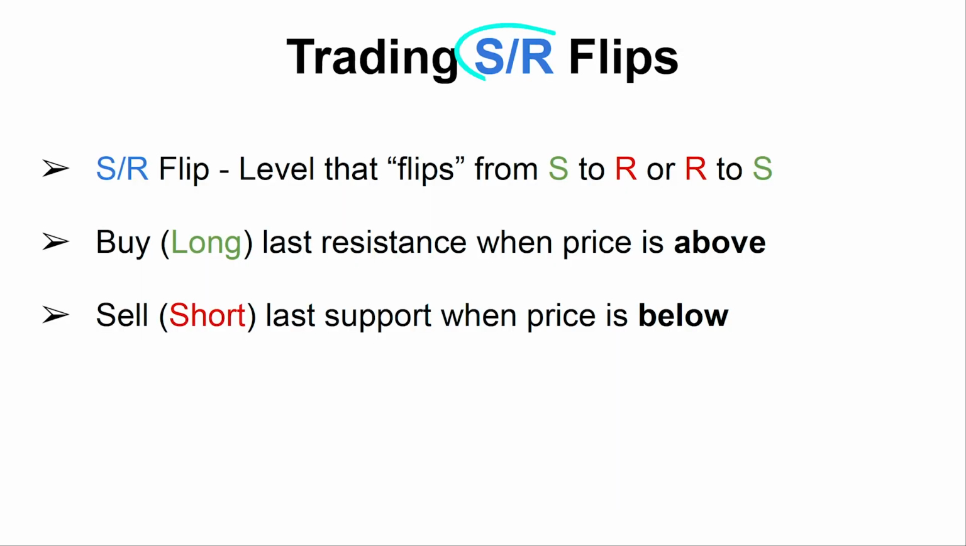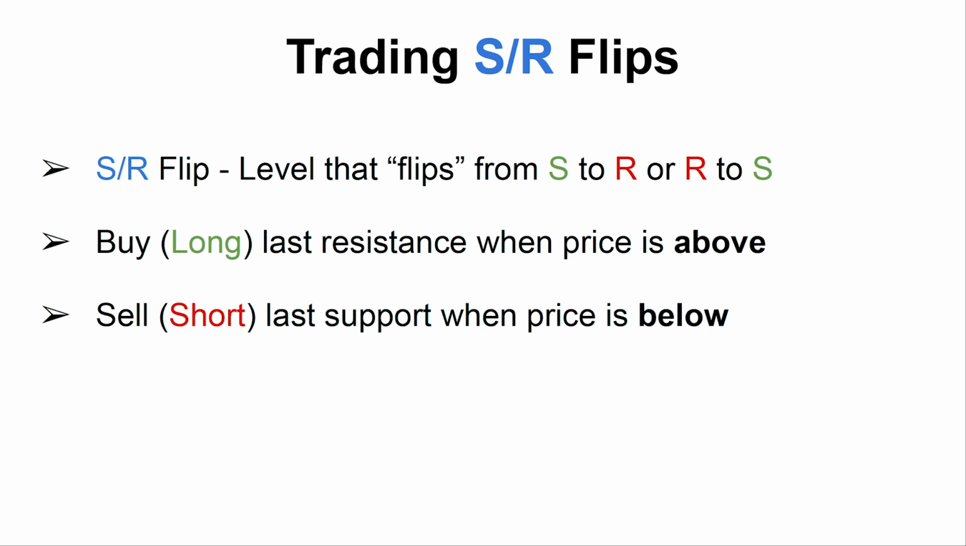Let's talk about SR flips for a second. We briefly learned about them in the first course, but I really want to emphasize them here. Remember, SR flips are essentially levels that flip from support to resistance or resistance to support. One of the most fundamental aspects in trading revolves around identifying SR flips in real time. These SR flips tend to occur around consolidation zones, like the DBS and SSR zones we just learned about.